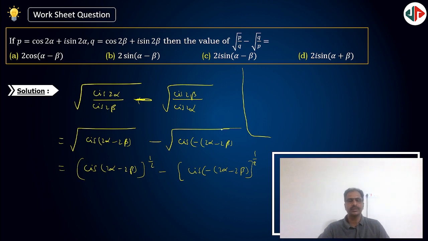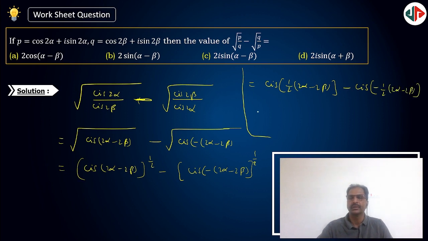Since 1 by 2 is a rational number, one of the values of (cis theta) whole power n is cis n theta. So cis of half into (2 alpha minus 2 beta) minus cis of half into minus of (2 alpha minus 2 beta). So the 2 gets cancelled. So what is left out? Cis of (alpha minus beta) minus cis of minus of (alpha minus beta). Cis theta is nothing but cos theta + i sin theta.